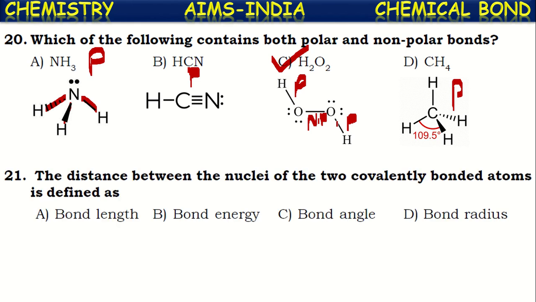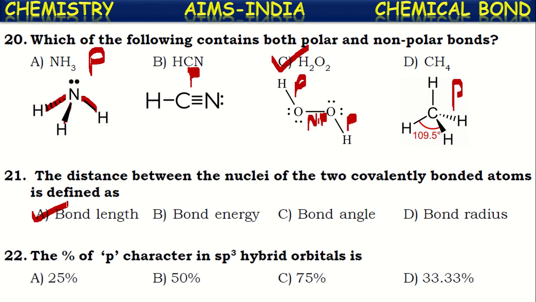The distance between the nuclei of the two covalently bonded atoms is defined as? So how do we define that? The distance between the nuclei of two covalently bonded atoms is defined as bond length. It is called bond length. Okay, next.